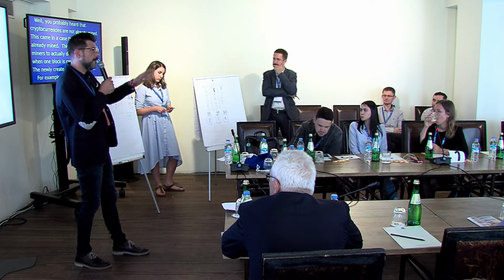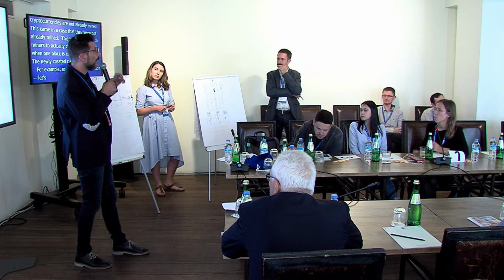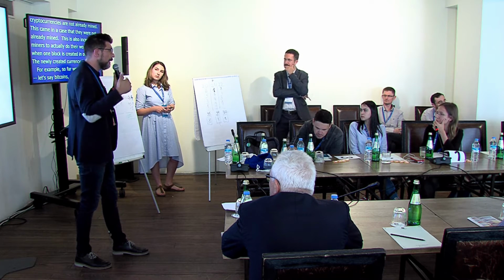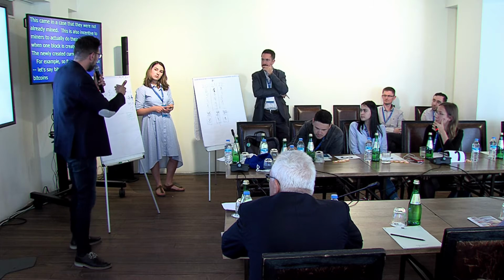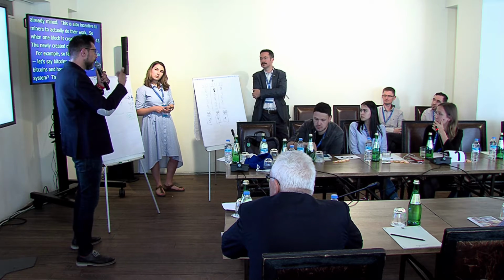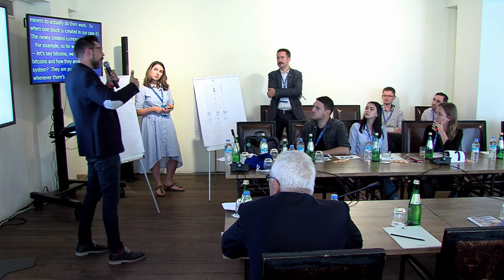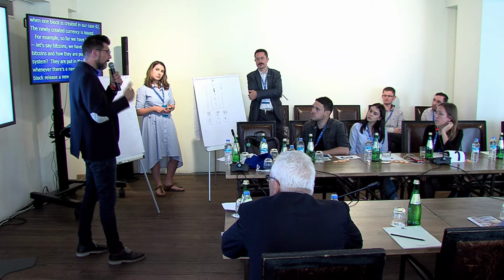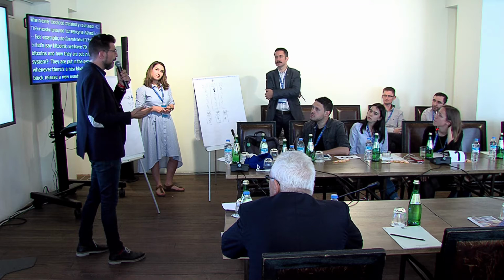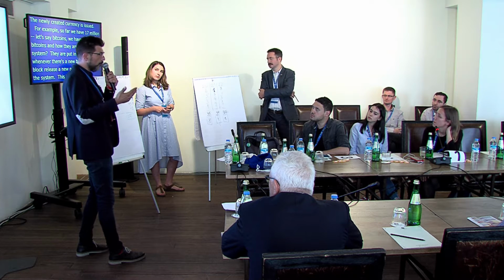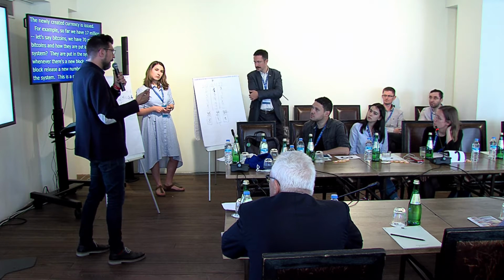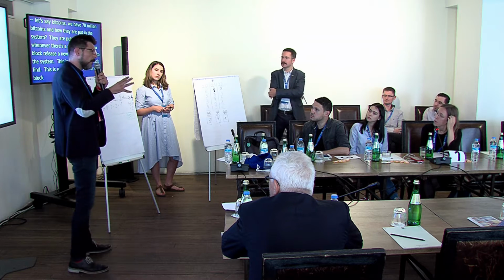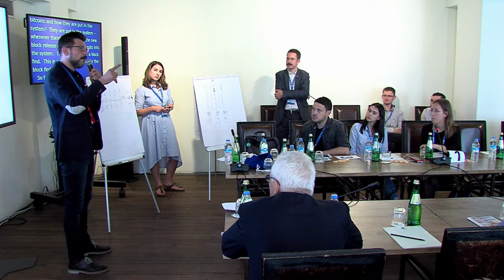70 million, let's say bitcoins. We have around 70 million bitcoins, and this is how they are put in the system. Whenever there is a new block, the new block releases a new number of units into the system. This is a reward for the block find. This is a reward for miners for the block find. So, for example, in Bitcoin now, the reward is 12.5, after the halving.